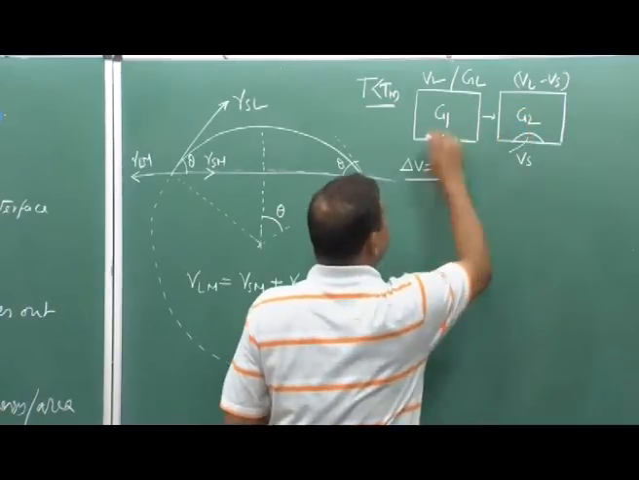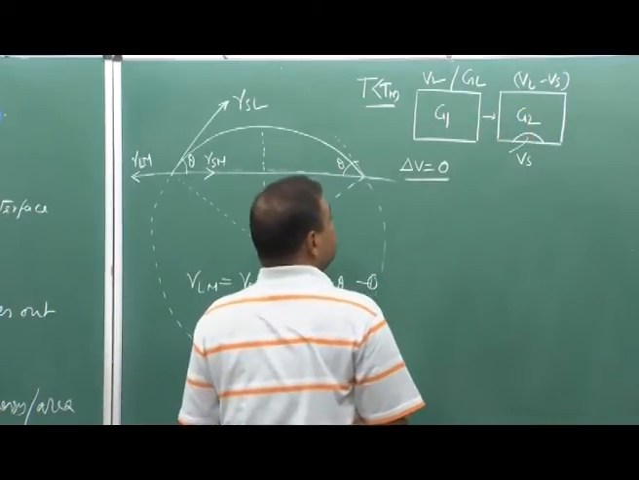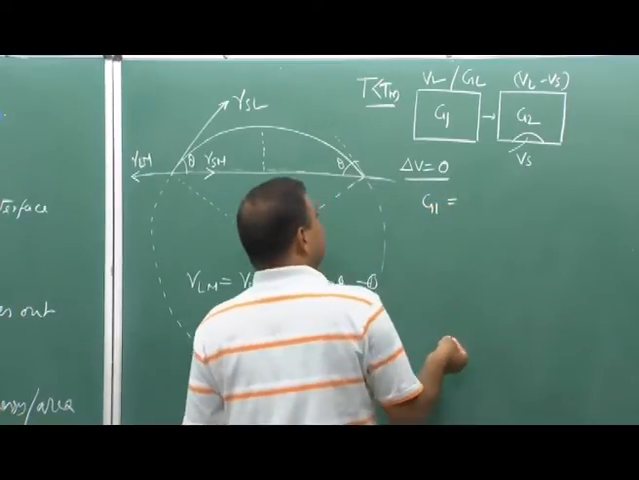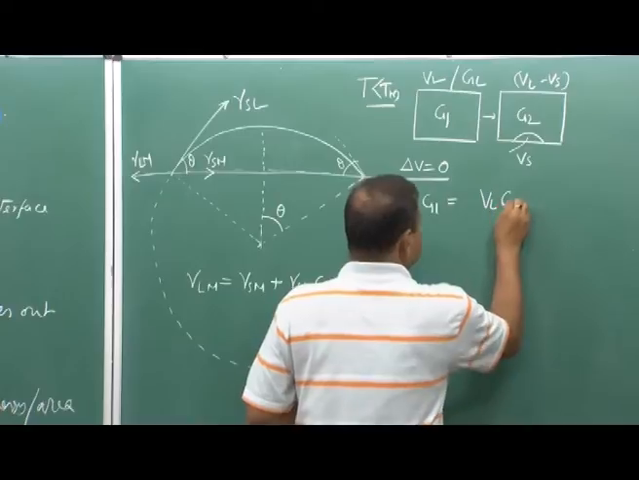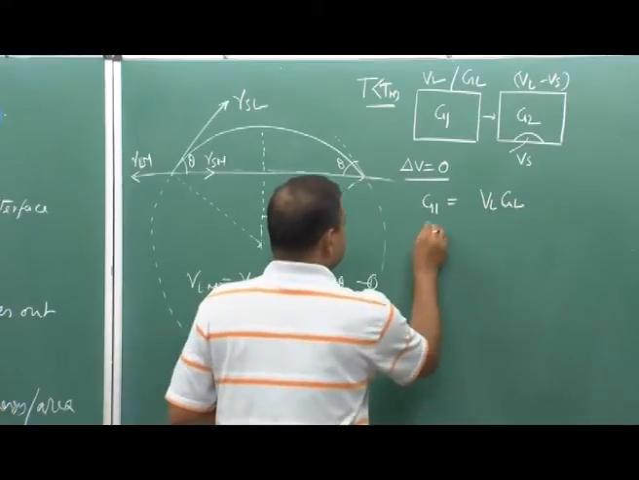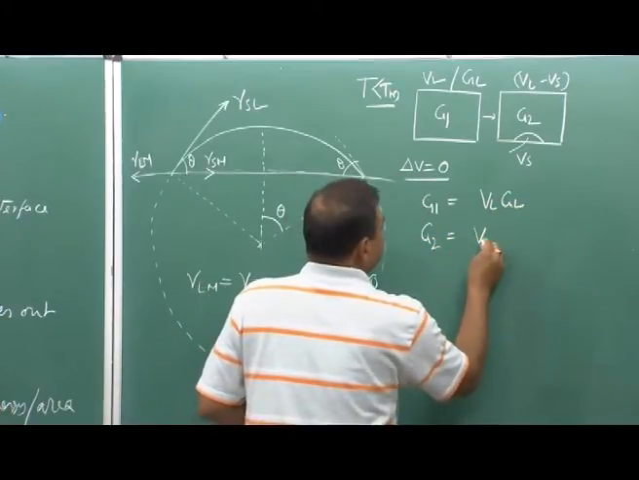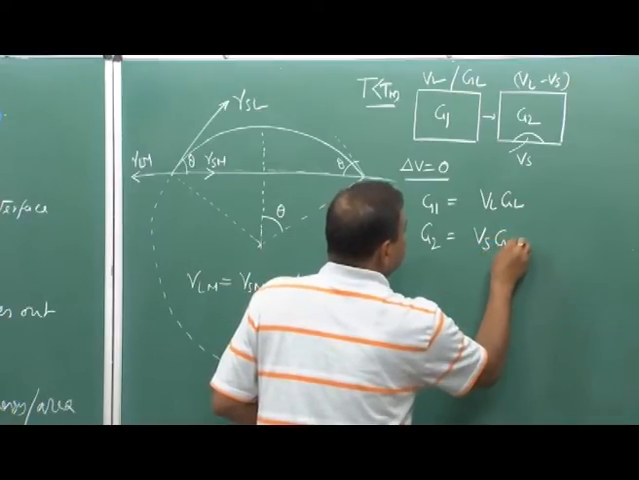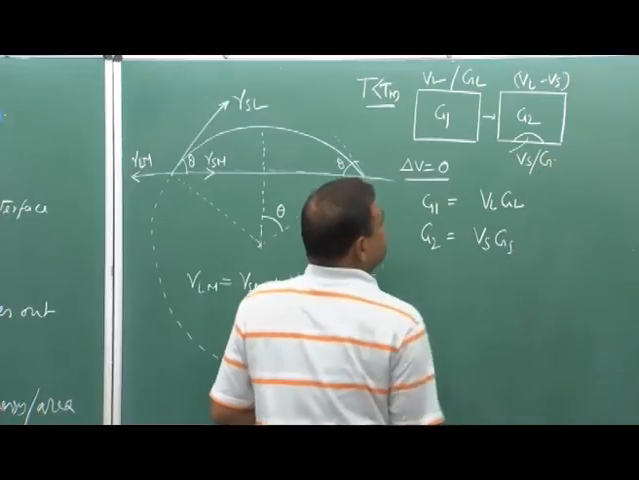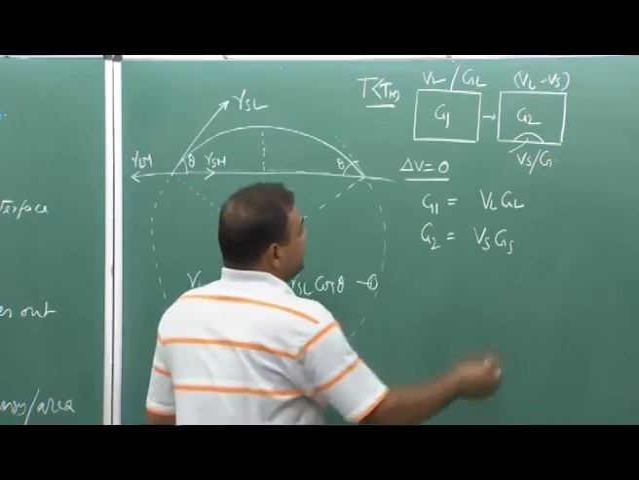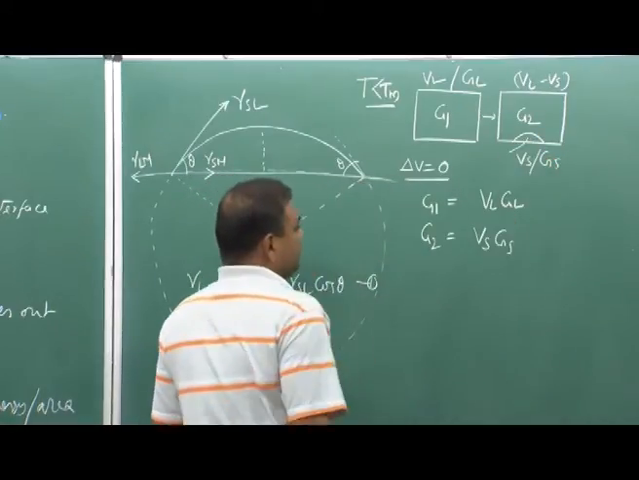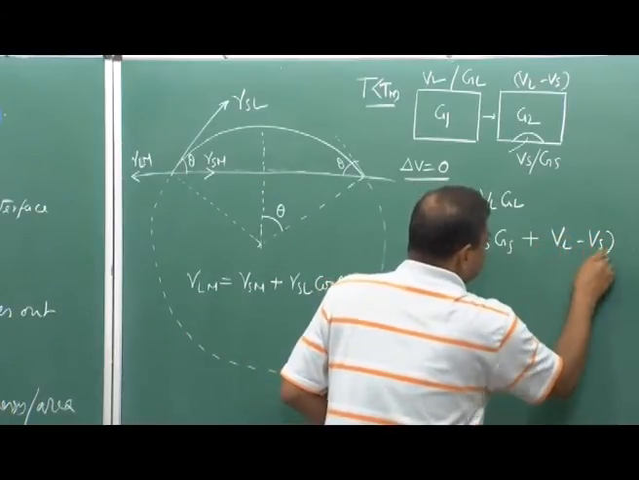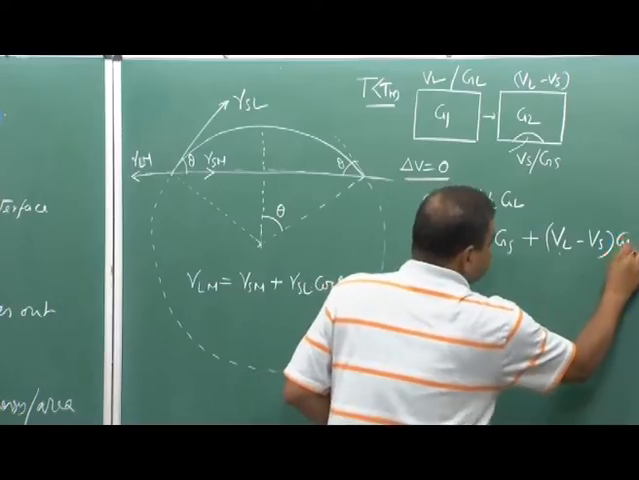Now, this is G 1, this is G 2. So, the transformation is taking place from G 1 to G 2. Whenever I am trying to calculate G 1, it is the same calculation mode, V L G L. Similarly, G 2 would be V S G S, where G S is the free energy per unit volume of that solid, plus V L minus V S, the remaining liquid, times G L.